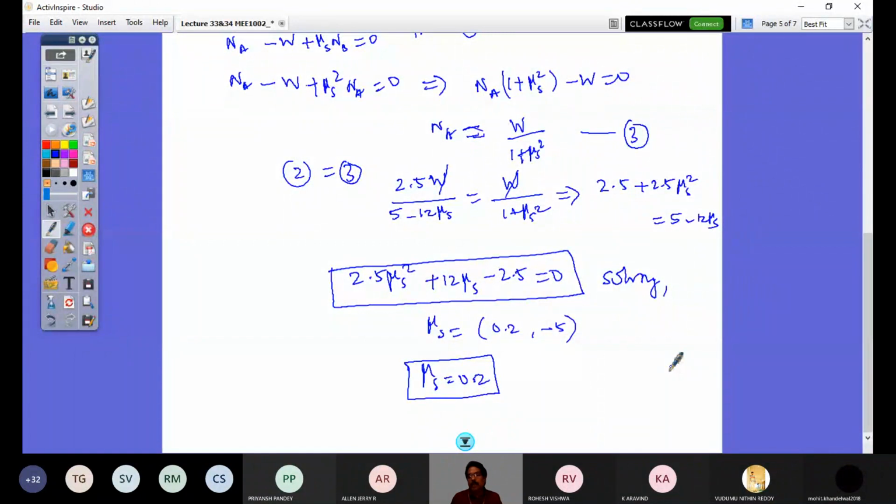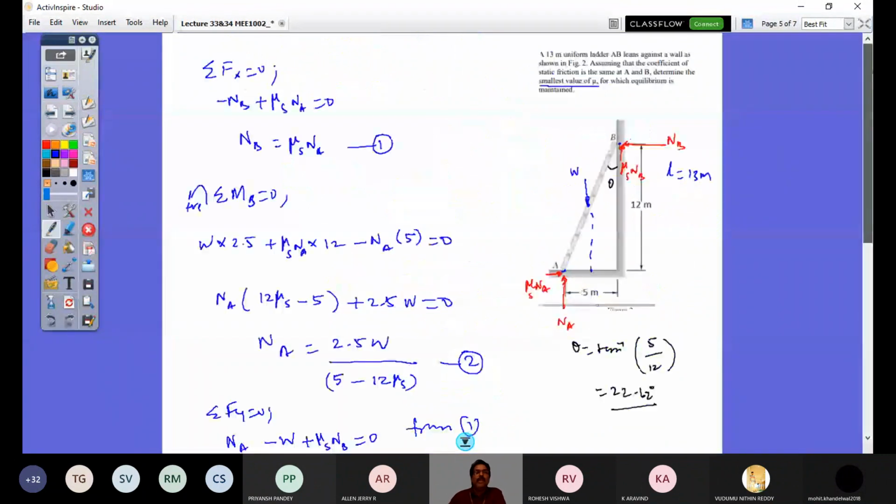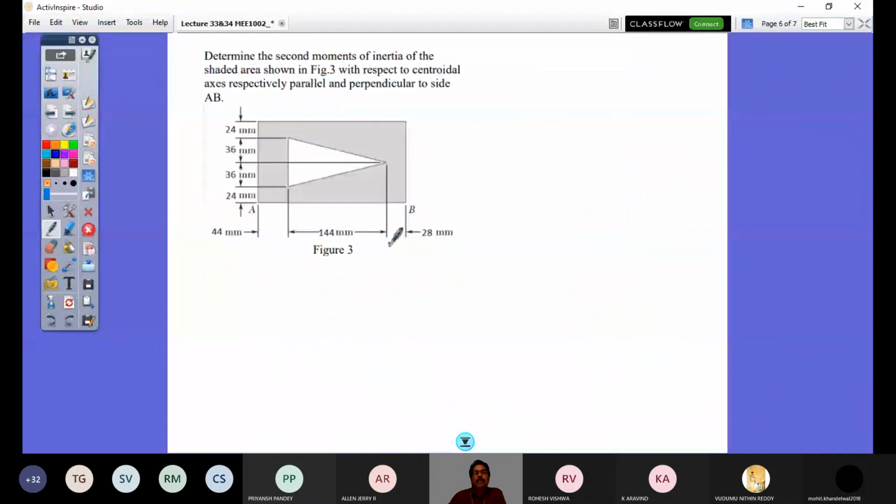Then you had your next module question. This is very straightforward, simple, where you have to find the area moment of inertia. Determine the second moments of inertia of the shaded area in figure 3 with respect to the centroidal axis, respectively parallel and perpendicular to side AB.